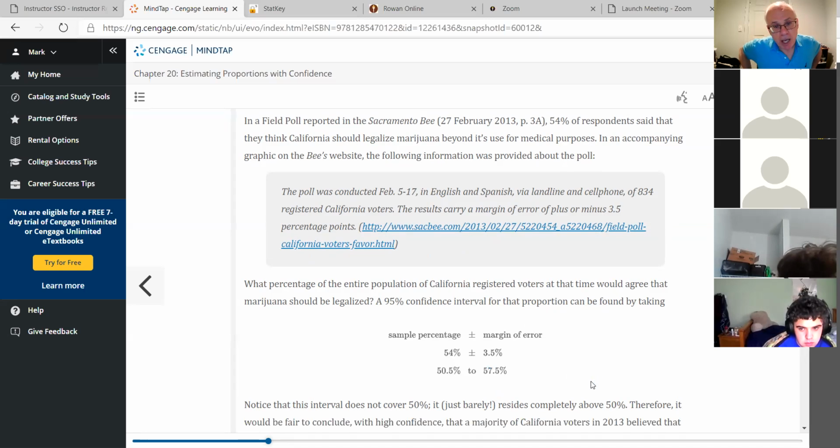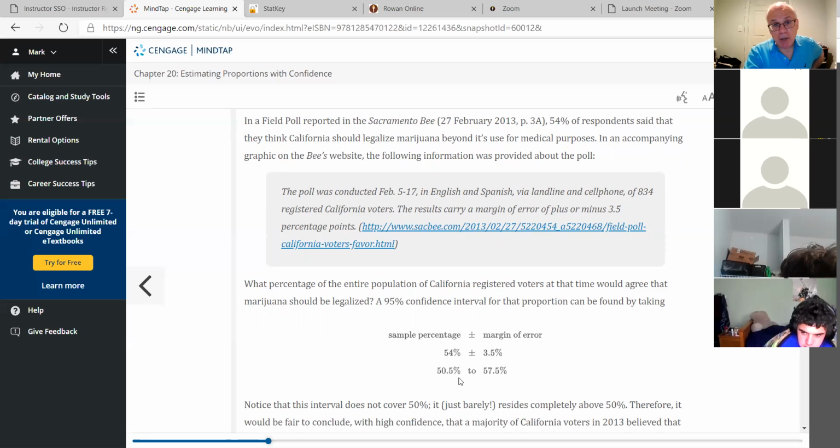And if it is a 95% confidence interval, the way to interpret this is to say something like, I am 95% confident that the true population proportion is somewhere in between these two values. Okay.